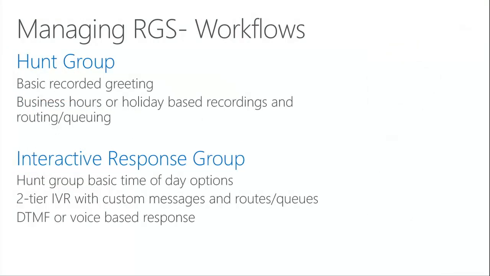And then from there we get into the workflows. Again, think of these in reverse order, and we're going to look at an example that comes in reverse order in a moment, but I wanted to take you through the configuration flow. The workflows are the actions that happen when the user dials in. The first one, as you asked, is a basic hunt group. There's a recorded greeting, and depending upon time of day or holiday, there is basic routing and queuing based on the assigned queues for that workflow.